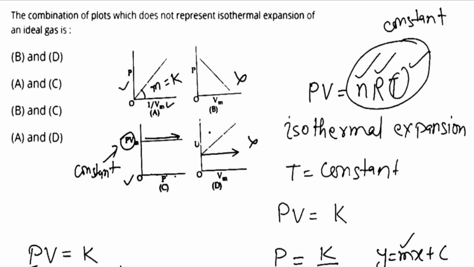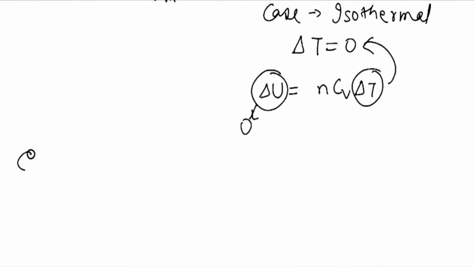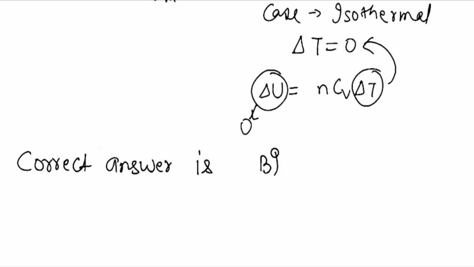So our correct pairs are A and C, and the wrong pairs are B and D. So options B and D are the correct answer because they do not represent the correct plot. So we can write the correct answer is B and D. Thank you.